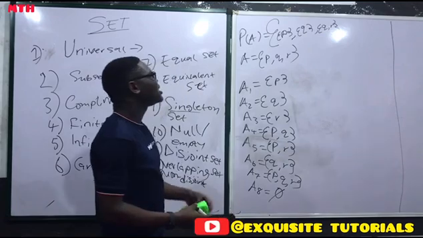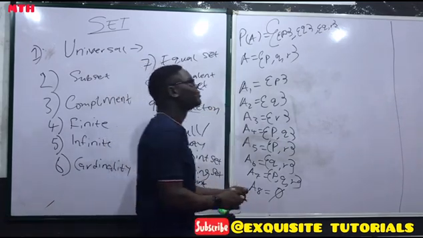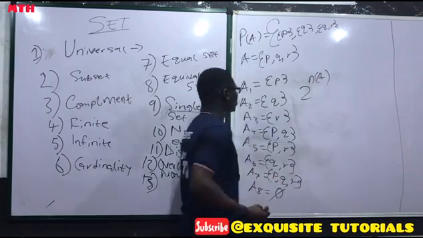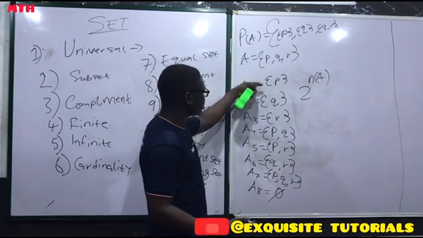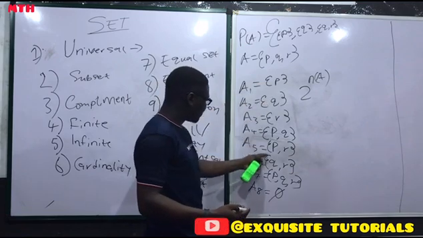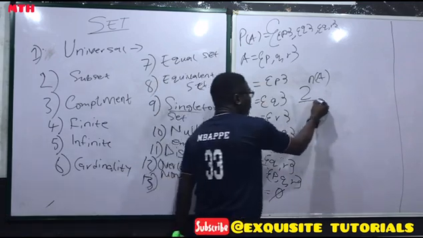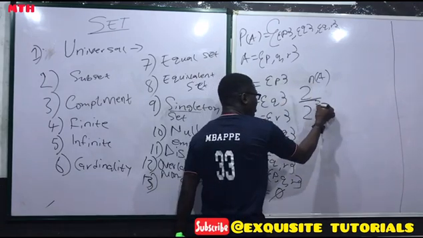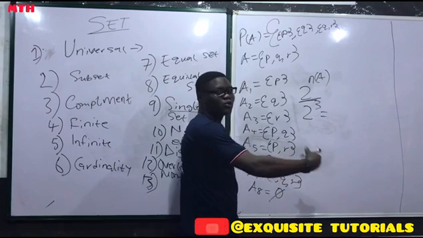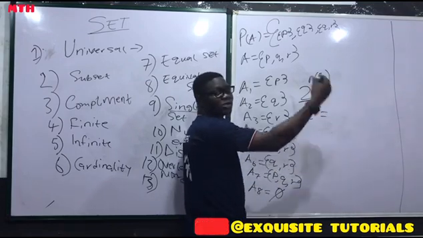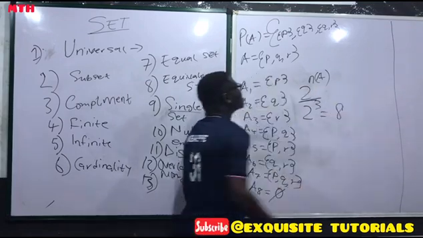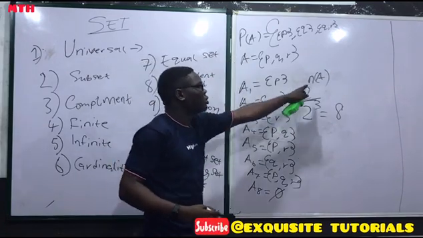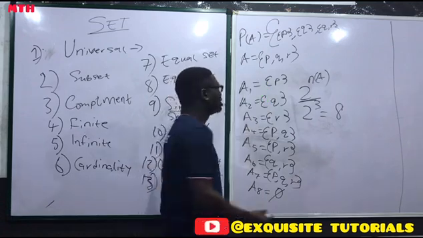The number of elements in the power set of A is given as 2 raised to the power of the cardinality of A. The number of elements here in this power set is actually 8: 1, 2, 3, 4, 5, 6, 7, 8. Now we want to test this formula. What is the cardinality of A? It is 3. So we have 2 raised to power 3, which is 2 times 2 times 2. 2 times 2 is 4, and 4 times 2 is 8. So this proves that the number of elements in a power set is given as 2 raised to the power of the cardinality of that set.